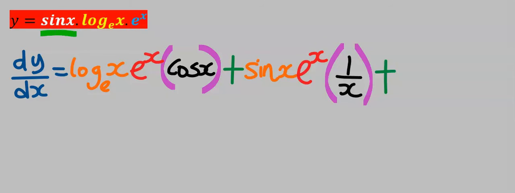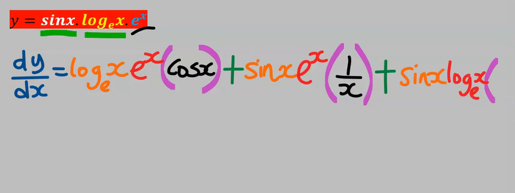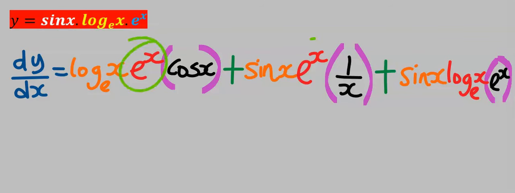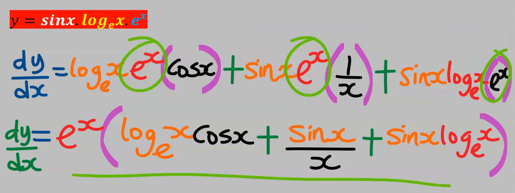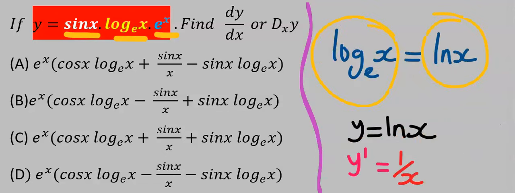Next, I will keep sine x and natural log of x constant. Next, I will differentiate exponential x, and our answer is exponential x. Next, exponential x is common. I will factorize exponential x out, and this becomes our dy dx. From the options, our answer is C.